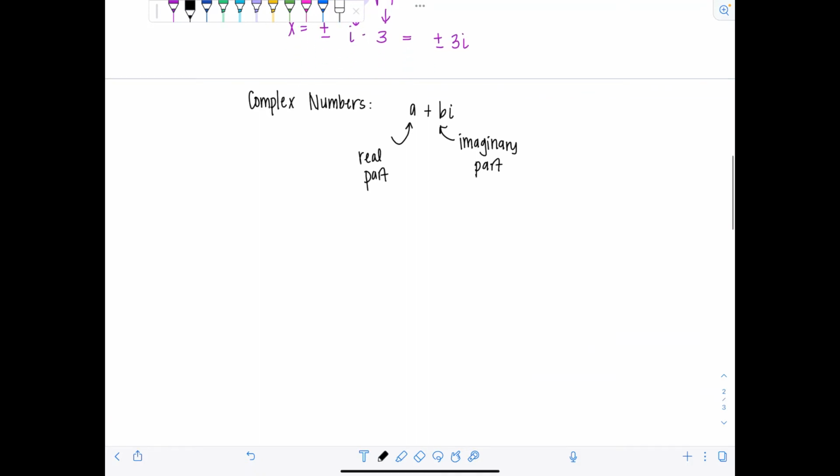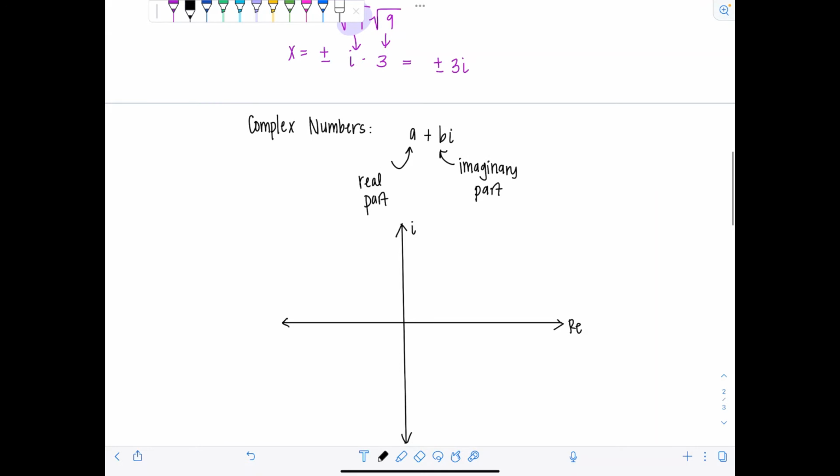If you're going to plot a number in the complex plane, the vertical axis is your imaginary axis, okay? And then the horizontal axis is the real axis. This shouldn't be a surprise. All real numbers is horizontal anyways, okay? So something like plus or minus 3i, this solution we have here, really it's 0 plus or minus 3i. So the real part is 0. The real part is 0. And the imaginary part is 3.